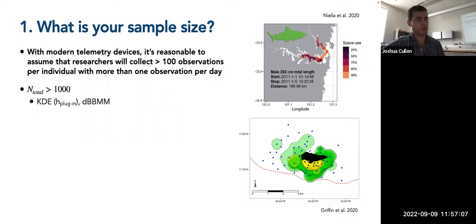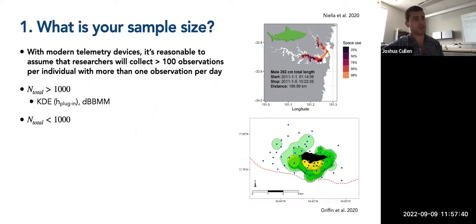Then the methods you may want to consider, if you're going to use kernel density estimation, are the plugin bandwidth estimator, or dynamic Brownian bridge movement models. Typically, once you start getting to very large sample sizes, the least squares cross validation method for the bandwidth estimator of kernel density estimation starts not performing well and may be difficult to estimate that bandwidth. So in general, it may be better to use the plugin estimator by comparison.